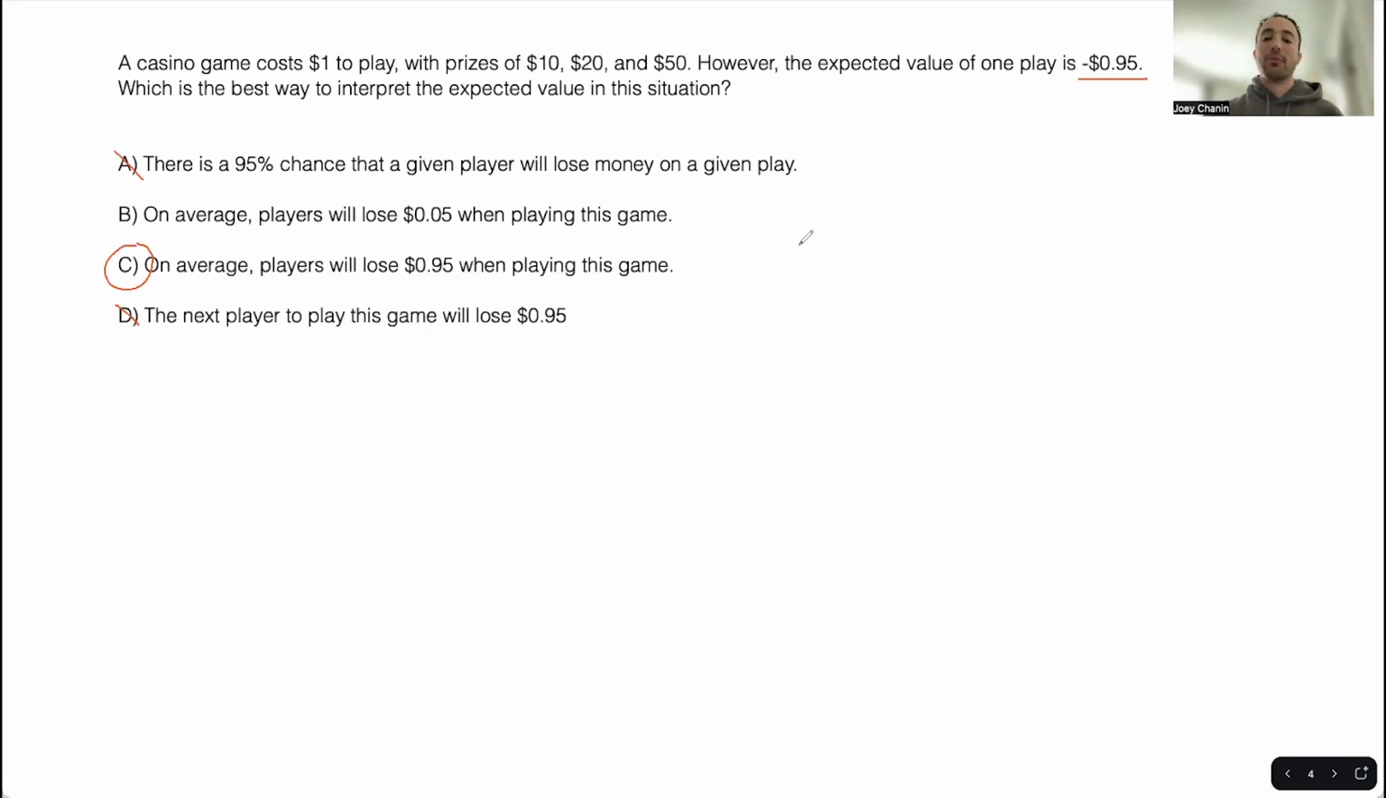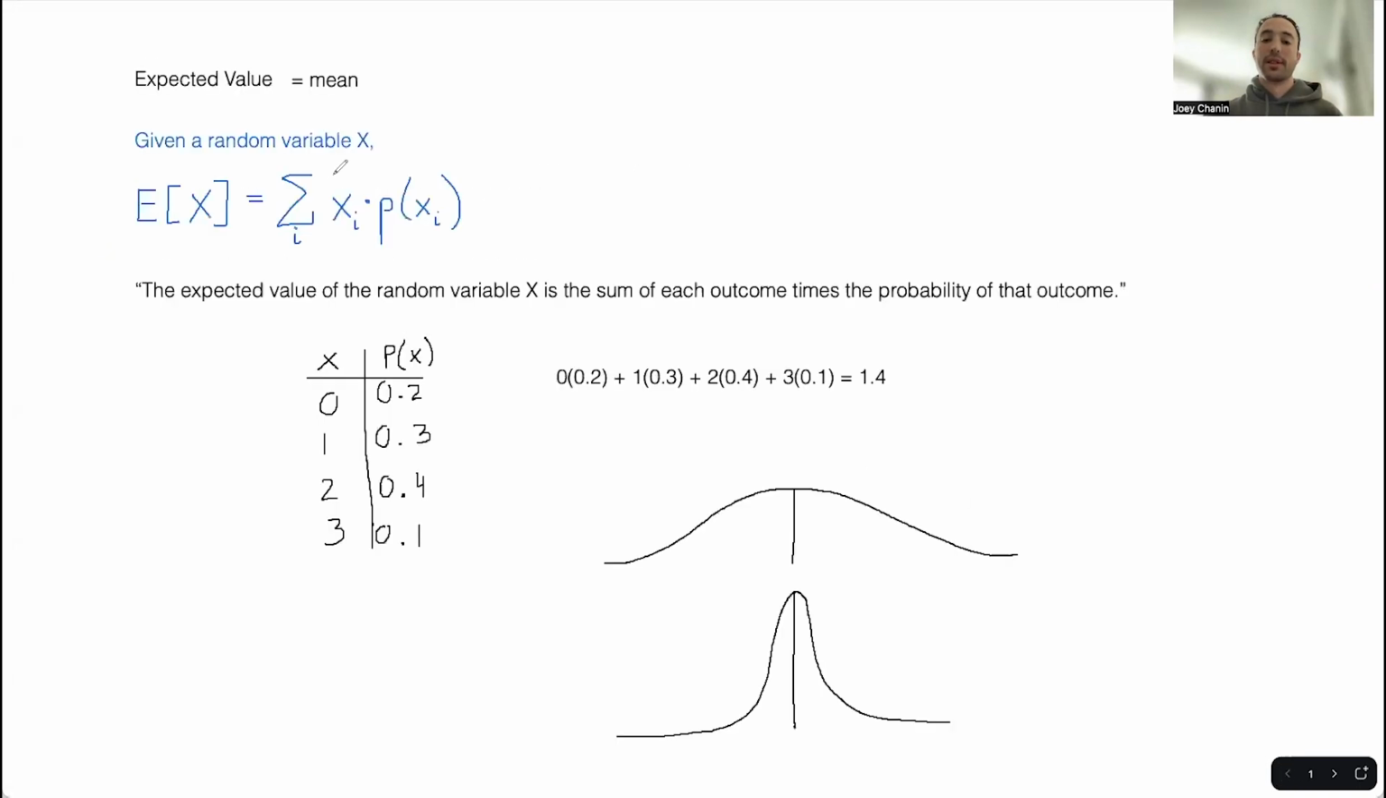But hopefully that all gives you a better idea of expected value. Key ideas to remember: same thing as the mean, just add up all of the outcomes times their probabilities. And yeah, hope that helps.